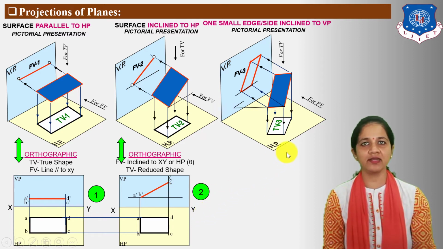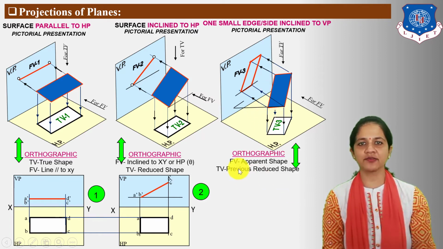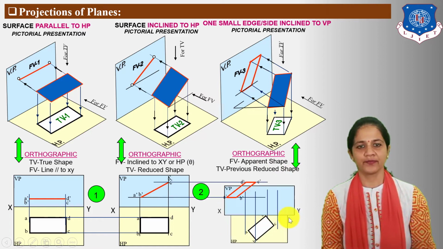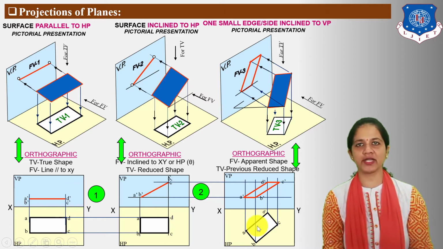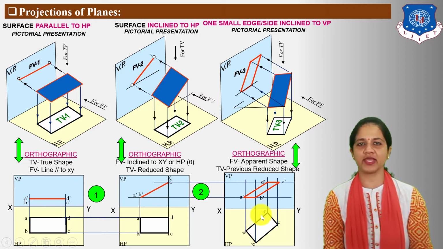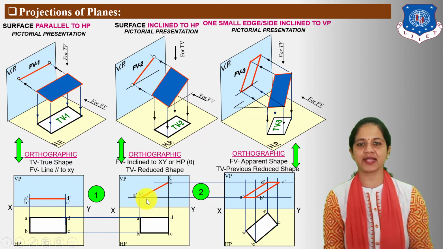Next, let us understand orthographic or 2D drawing of the third case. In the third case, the front view is an apparent shape and the top view is the previous reduced shape. Here you can see top view and front view are both inclined rectangles. The top view is the previous reduced shape which is rotated as per the given angle condition with VP or XY, and the front view will be projected from third stage top view points and second stage inclined front view points.